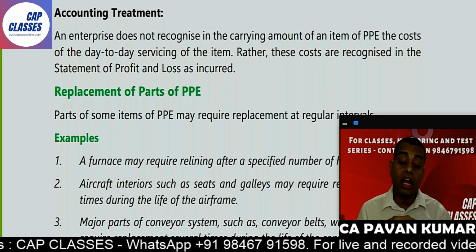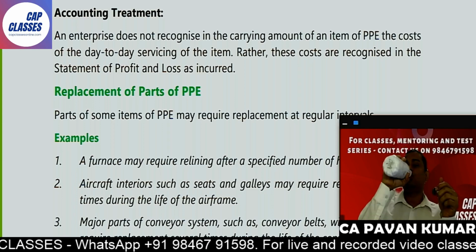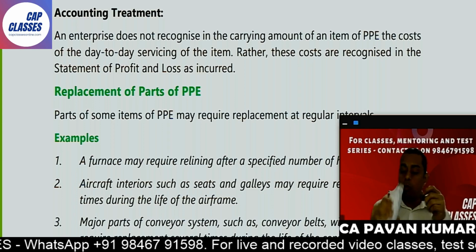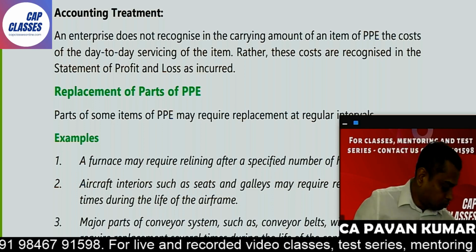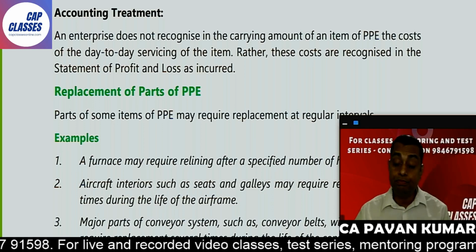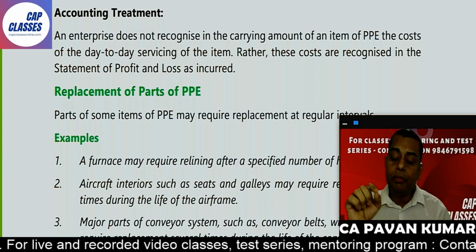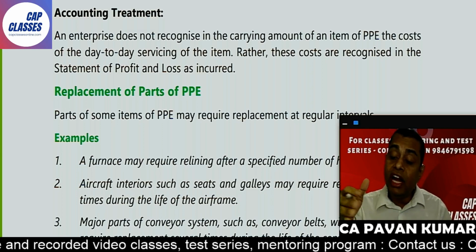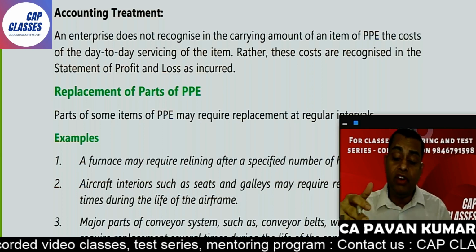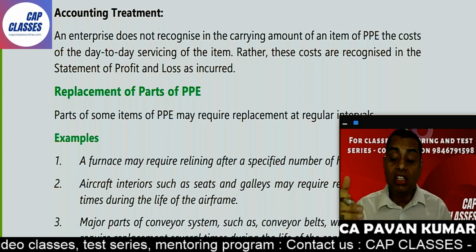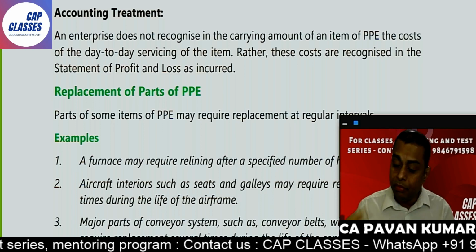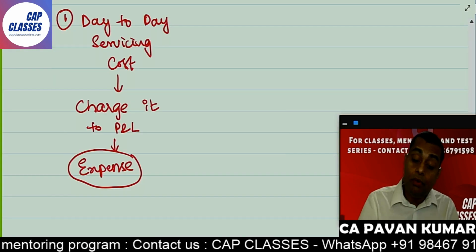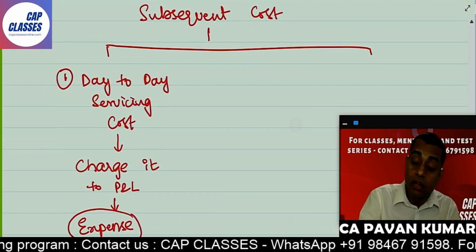So read the para, the accounting treatment para. An enterprise does not recognize in the carrying amount of an item of PPE the cost of day-to-day servicing. Rather, these costs are recognized in the statement of P&L as incurred. Simple.